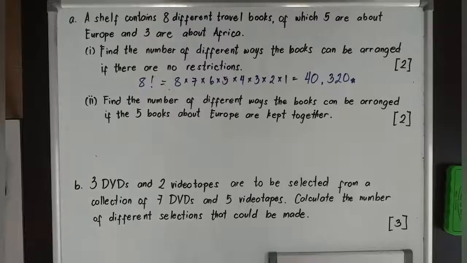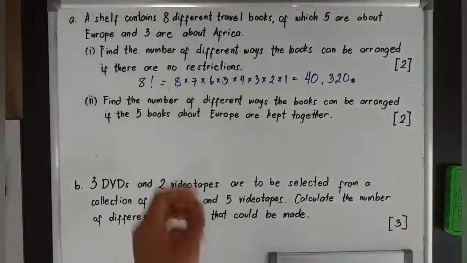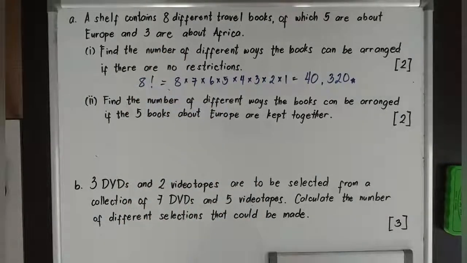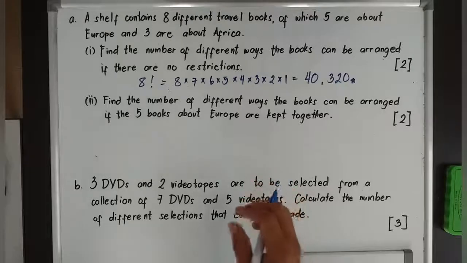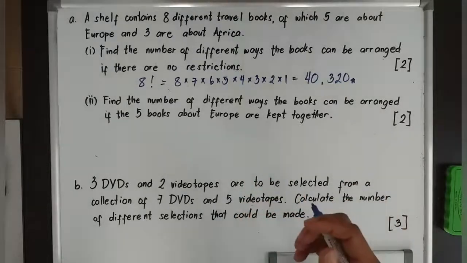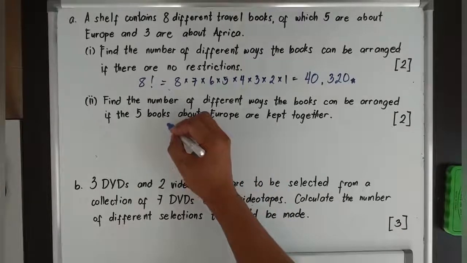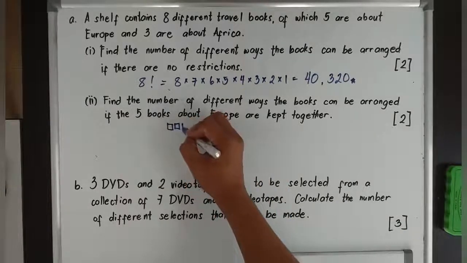Number 2 says, find the number of different ways the books can be arranged if the 5 books about Europe are kept together. So it means you have to keep those 5 books together. And there is no restriction talking about the 3 books about Africa. Thus, you can have several situations over here because there is no restriction given about those 3 books about Africa.